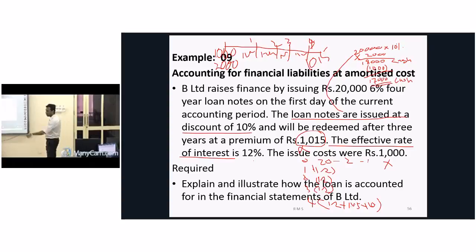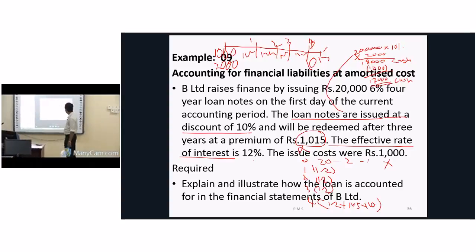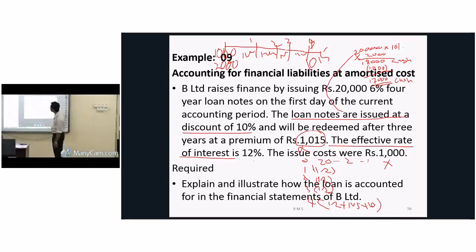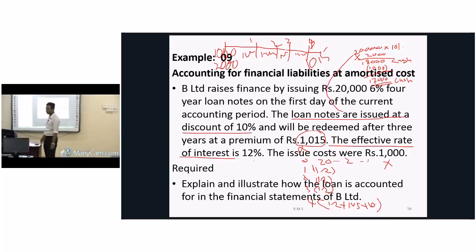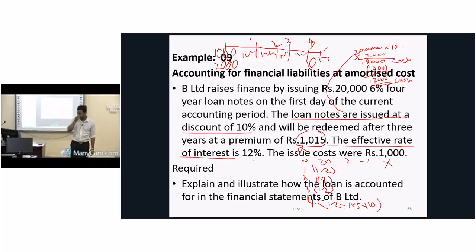Now, what are the cash flows? Open Excel. At the beginning your cash flow should be plus 17, that is 17,000. In year 1, minus 1200. Year 2, minus 1200. Year 3, minus 1200. In year 4, minus 1200, minus 1015, minus 20,000, so minus 22,215. Then go into another cell and type equal IRR.